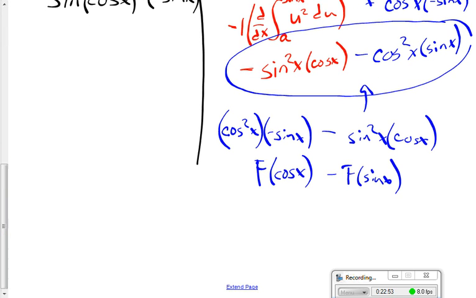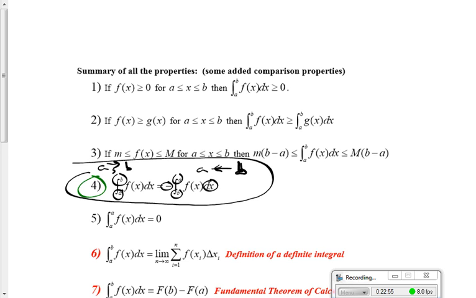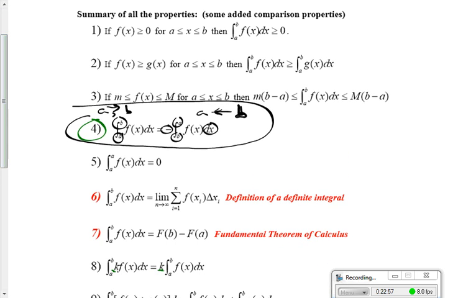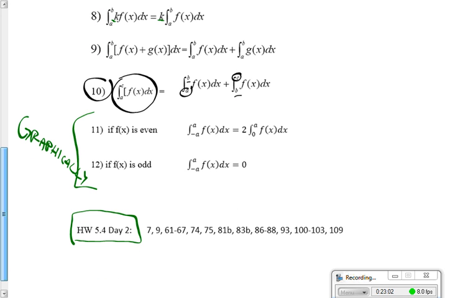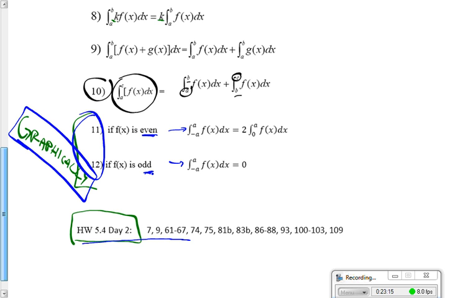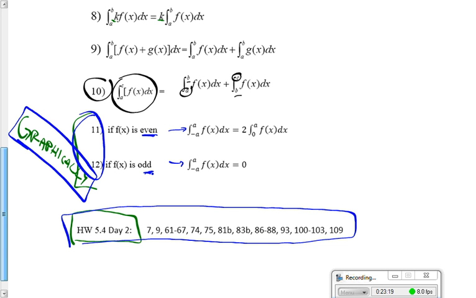On the last page of your notes is just a big old list of those properties. We highlighted 4 today. We highlighted 10 today. These 11 and 12 we haven't really dug into yet, but I want you to think about even functions and odd functions and think about those graphically and see if you can make sense of those integral properties. Your homework is day 2. This is just for my classes: we're going to have tomorrow as a day to do corrections and a day to kind of dig in on the fundamental theorem homework.